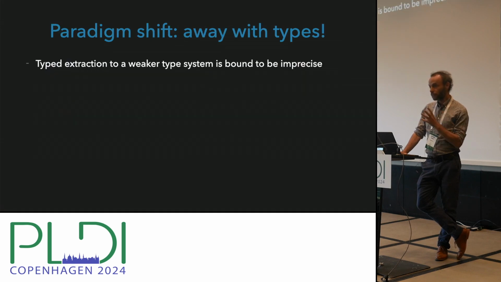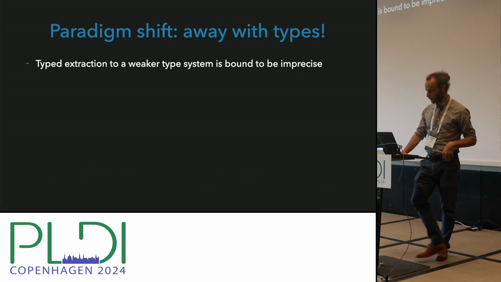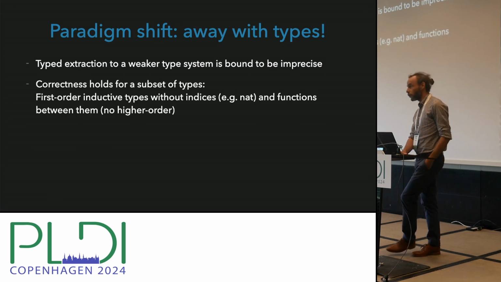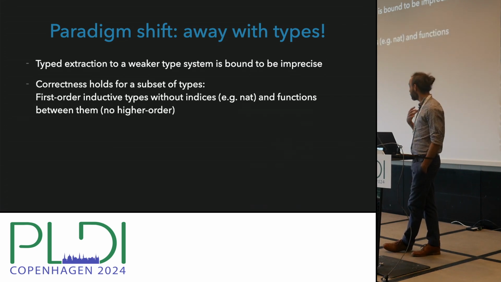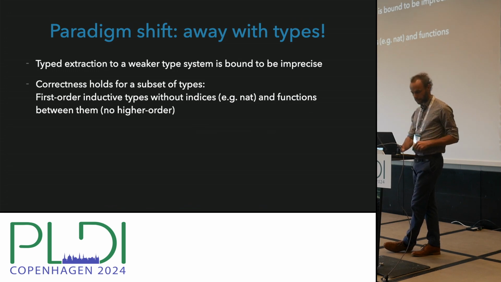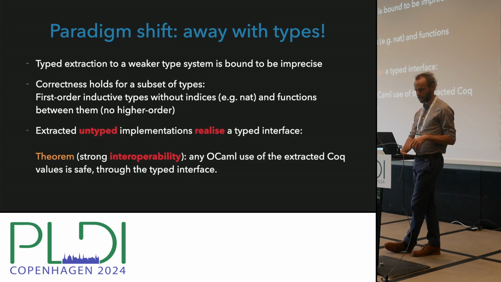So the shift that we are making in this work is to do away with types for the implementations, but keep them just at the interface. Because we know that extraction, while not correct at all types, has some subset of types where Coq and OCaml agree. Typically, first-order inductive types without indices, so natural numbers, trees, basic first-order data structures, and functions between them, but no higher-order functions.